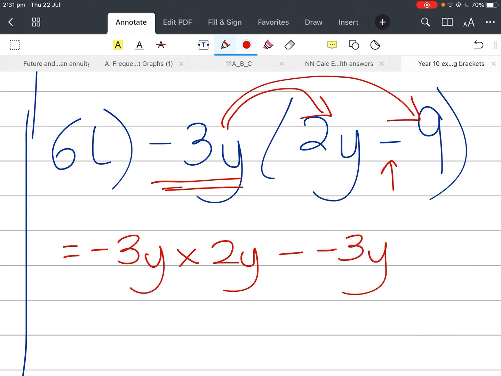Yes, 2 negatives, don't forget it. And the other term on the inside, I've already written that negative down, so I'm just going to write 9. If you want to just put one negative, the -3y, and then a negative in front of the 9, that's fine as well, okay?